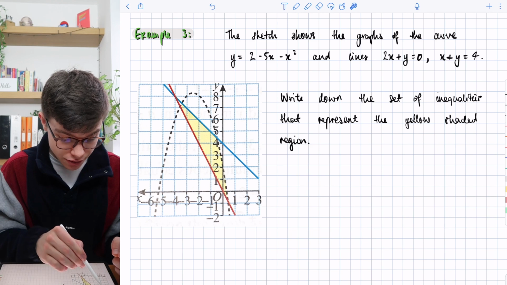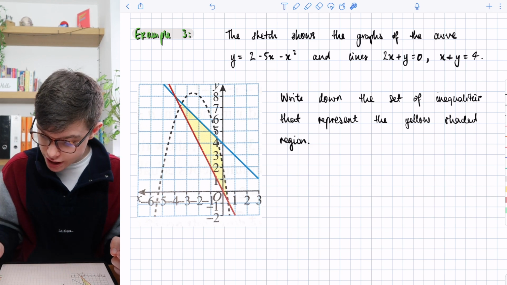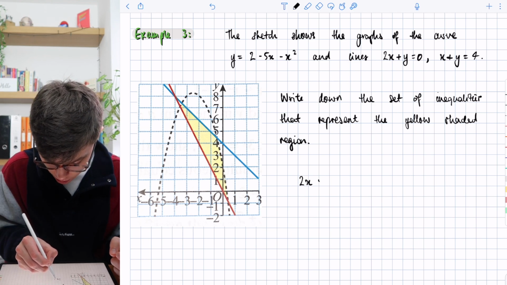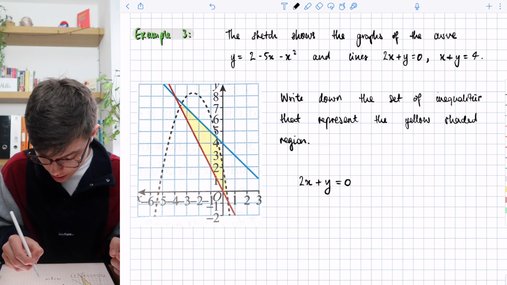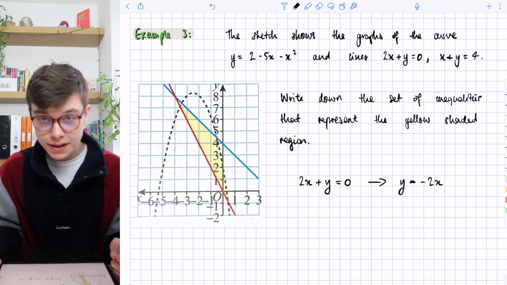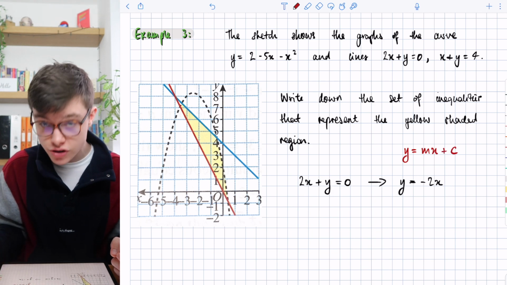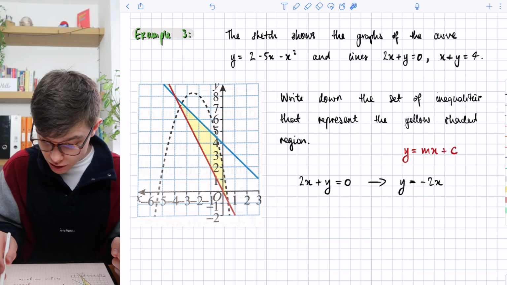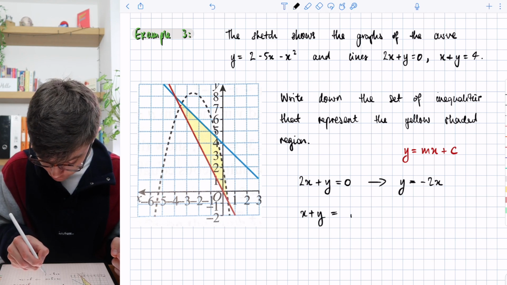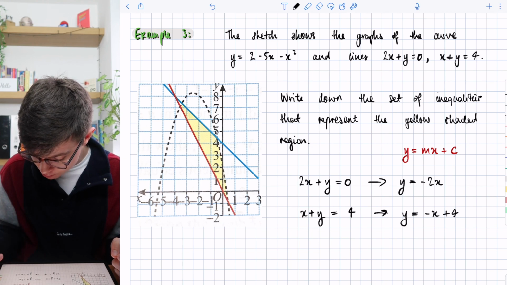I can see here that the red straight line runs straight through the origin. And if I rearrange both of these straight lines, so 2x plus y is equal to 0, that can be rearranged to give me y is equal to minus 2x, because what I want to recognise is the general form of a straight line. And then if we do this other one here, we'll have x plus y is equal to 4. That can go to y is equal to minus x plus 4.